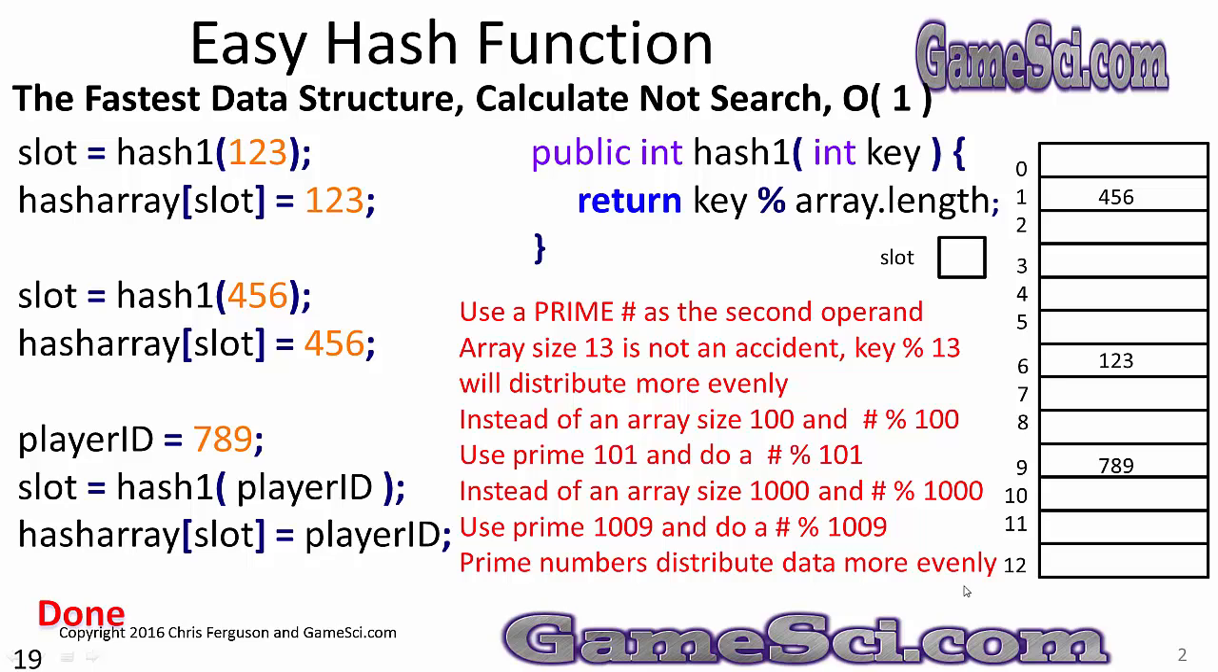Round numbers like 100 produce a lot of duplicate results, and we want to avoid that. We want our data to spread out and get its own position in the table. Always use a prime number when using the modulus operator in a hash function.